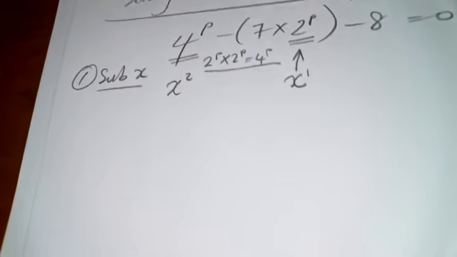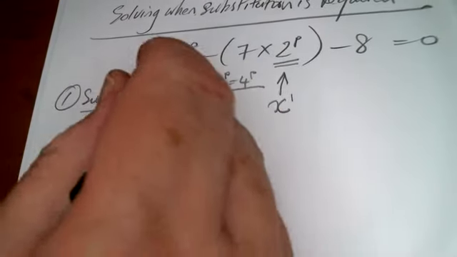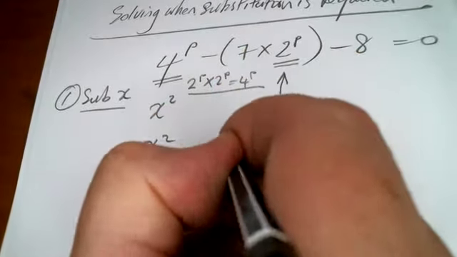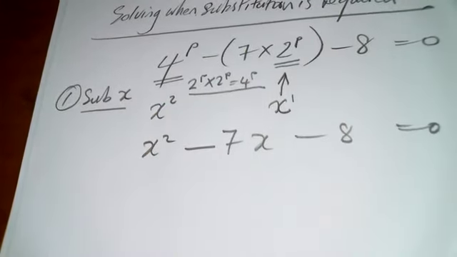And this is just 2 to the power of p, or if you like, x to the power of 1. So let's rewrite that now. Let's restate it in terms of x. So this is x squared minus, well, 7 lots of x, minus 8 is equal to 0.